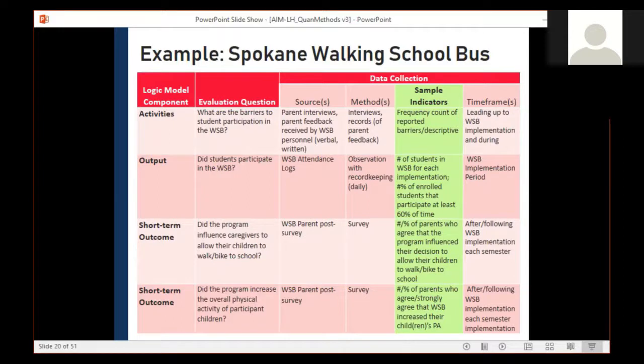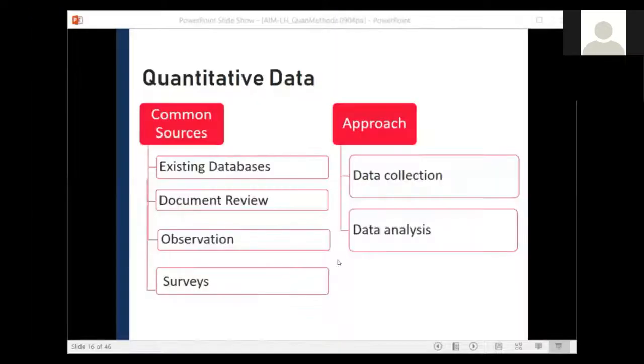Okay, I'm going to go ahead and turn it over to Peg, who's going to talk about common sources of data. Thanks, Renee. Hi, everyone. It's great to be with you today. We're going to look at 4 common sources of quantitative data that are listed here.